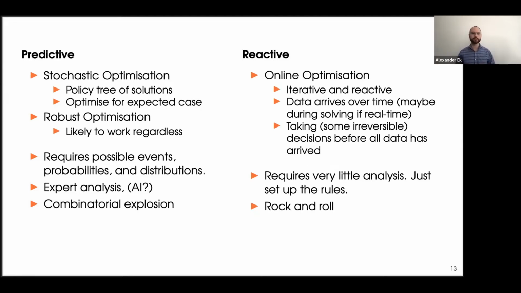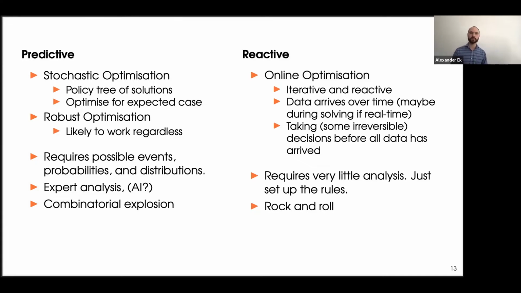But this requires us to really understand the possible events, the probabilities, the distributions, and requires expert analysis. Maybe you can use AI here in some machine learning thing, I don't know. And also, if you have too many events, there could be a combinatorial explosion just talking about the prediction, right? Because there's so many things that could happen. There's so many different responses you could do. So this can be hard and tough and can be very time consuming in a lot of cases.